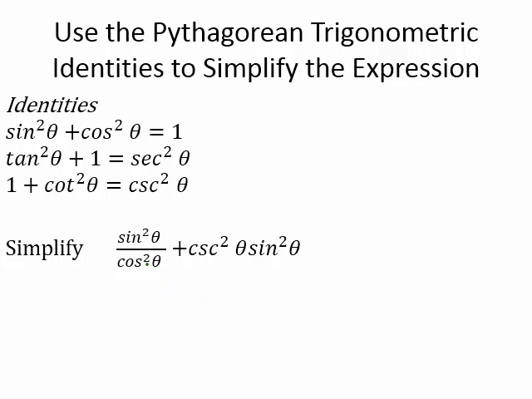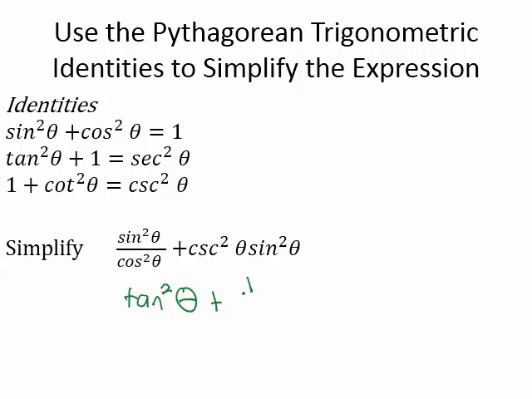So for this one, sine squared over cosine squared, if you remember sine over cosine is tangent, we can definitely write it as tangent squared theta. That may or may not help us. Let's just take a look at the rest of it.